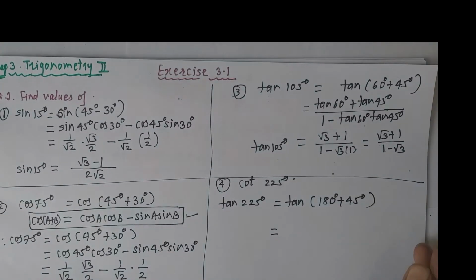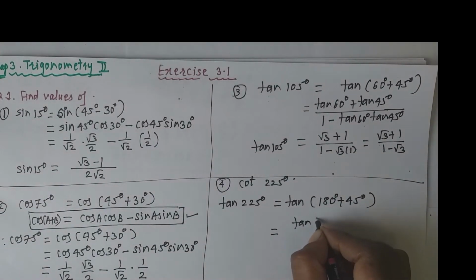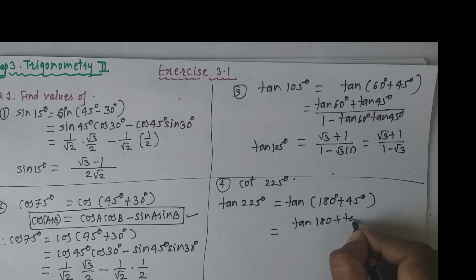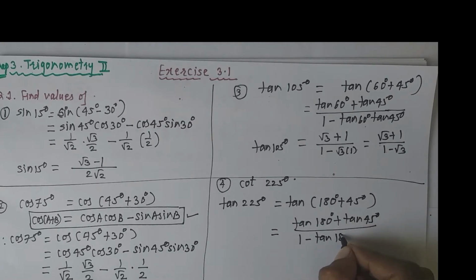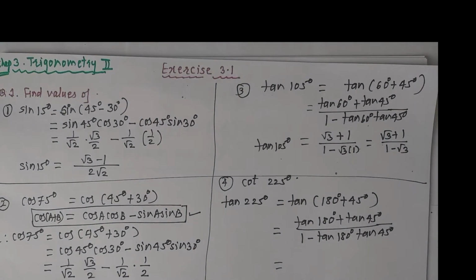Again use the formula of tan A plus B, that is tan A plus tan B, A is here 180, B is 45, divided by 1 minus tan 180 degree into tan 45 degree. Now from your table 0 to 360 degree, value of tan 180 degree is what? See, 0 degree and 180 degree are along the same line.